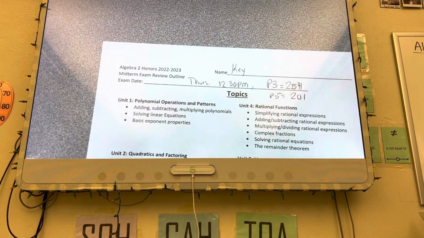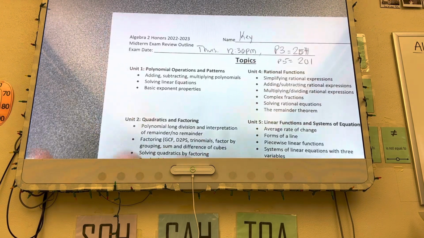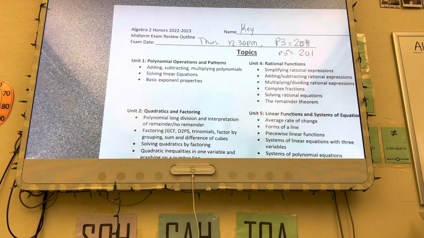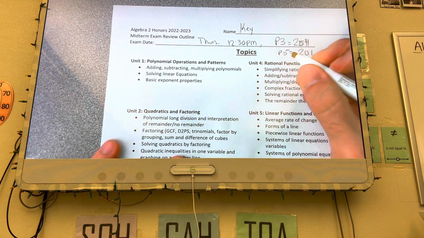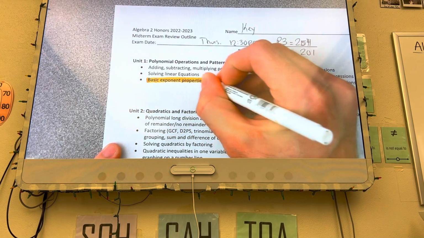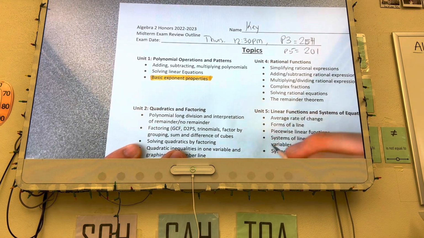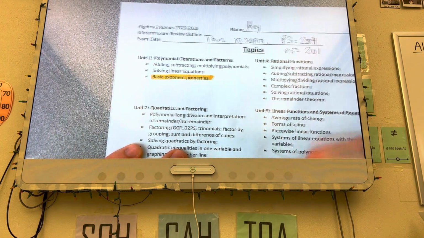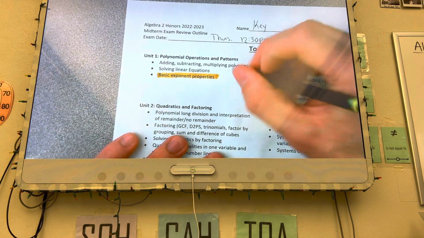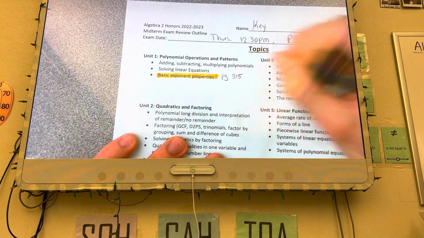All right, so unit 1, polynomial operations and patterns. There's really nothing to go over here. This was the most basic one. Everybody knew this. I would say maybe basic exponent properties is what we could go over the most here. That would be the product property, division property, power property. That's going to be page 315 in your textbook.